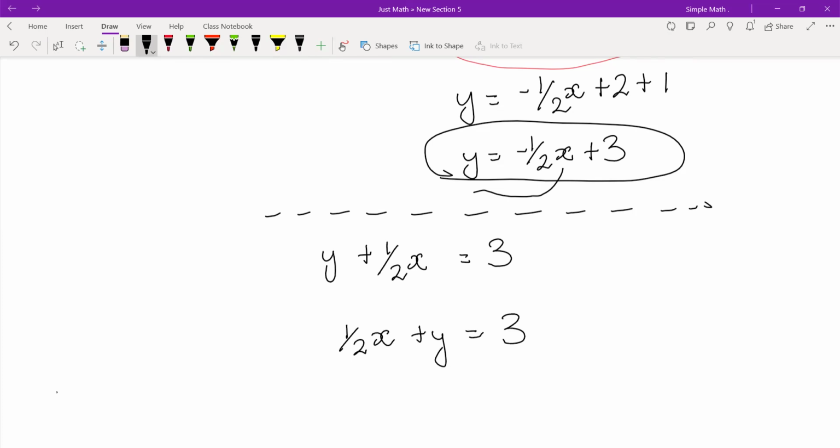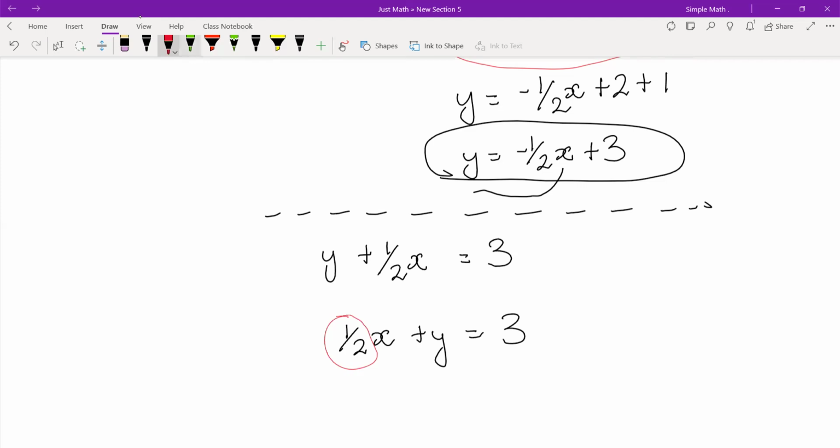Good so far. Remember, we want the coefficients of x and y to be whole numbers, so a fraction is not going to do it. So what can we do? We can multiply both sides by 2, because if you do that, it cancels out this 1 over 2.